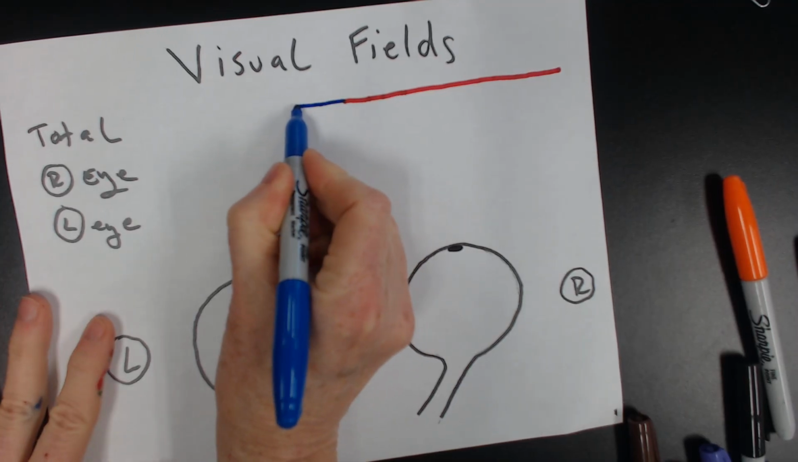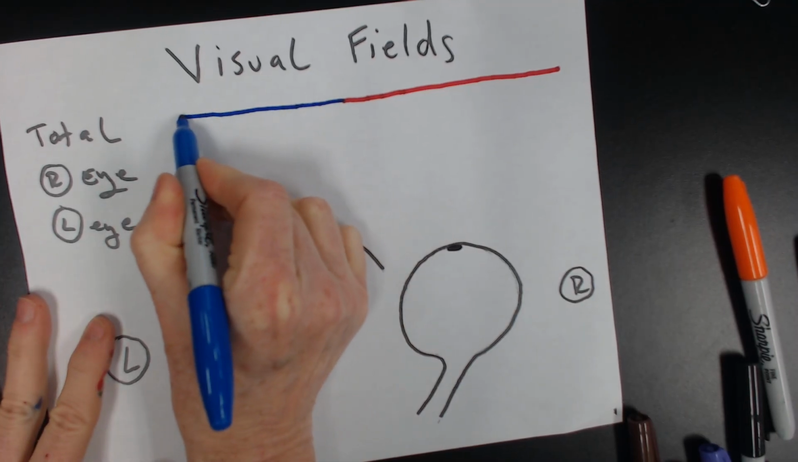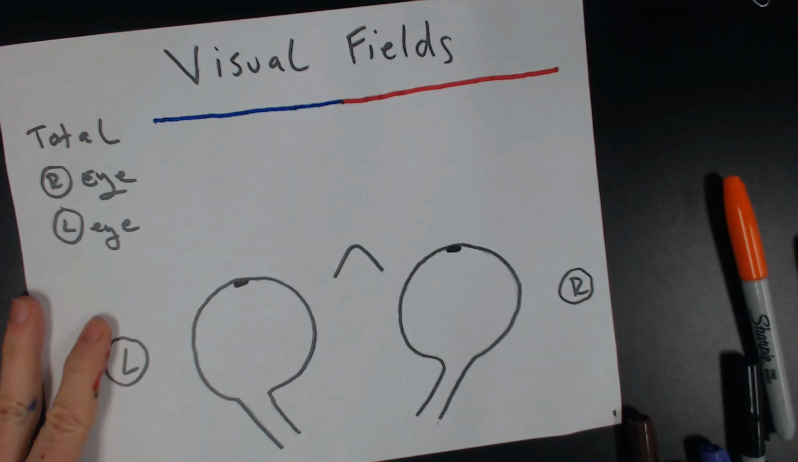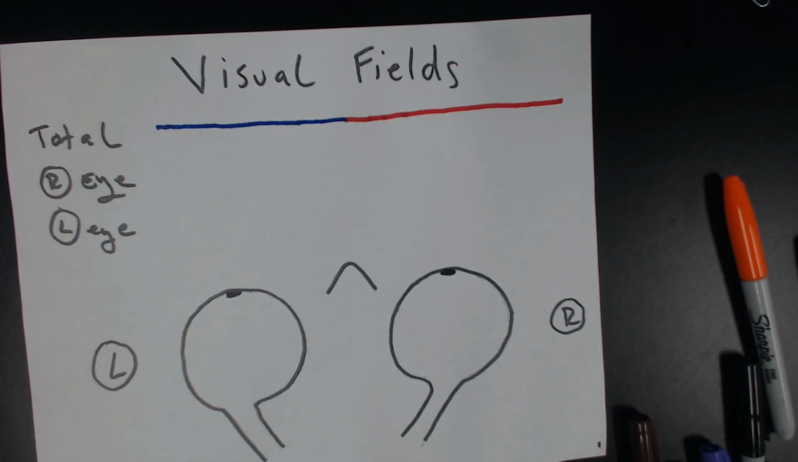And I'm doing this because it's going to be helpful to follow it back later on. Okay, so everybody see? So what I've created here is a situation where if I look straight ahead from my nose all the way out to the right side, all I see is red. And on the left side, from my nose all the way to the left, all I see is blue. So everybody see that? So that's my total visual field.